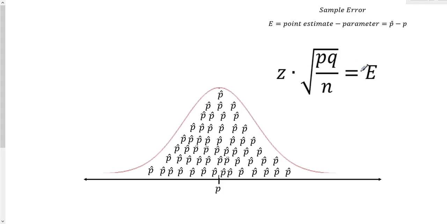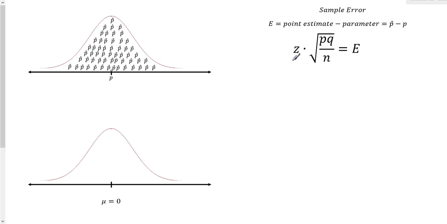Remember, the margin of error is just the distance from any particular value of p hat to P. It's that distance from that particular value all the way to P. So that's the margin of error. The margin of error is just that distance, okay?